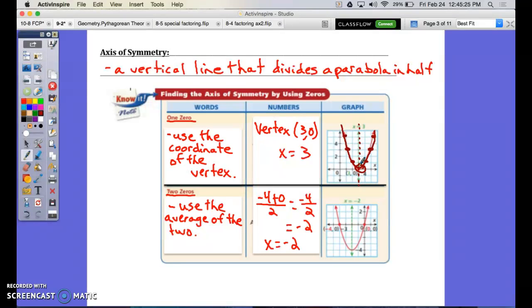Now, if you end up having one zero of your function, you're going to simply use the coordinate of the vertex. So here, our graph has the vertex at (3, 0). Therefore, my axis of symmetry is x equals 3. If you recall from chapter 5, a vertical line has an x without a y. So in this case, we have x equals 3.